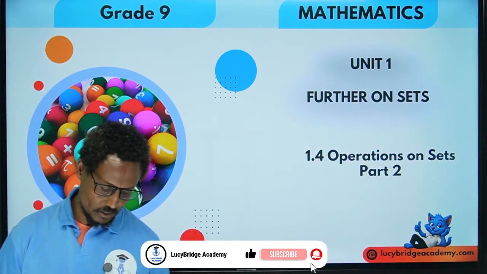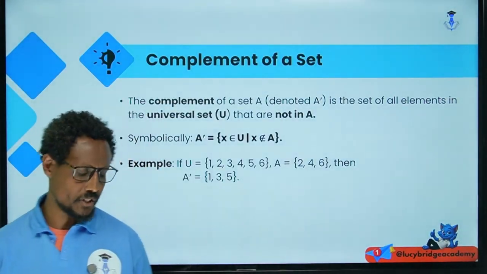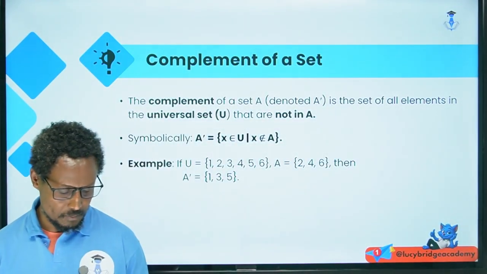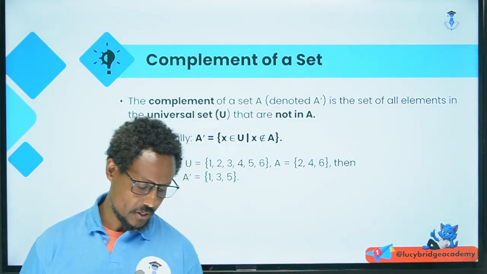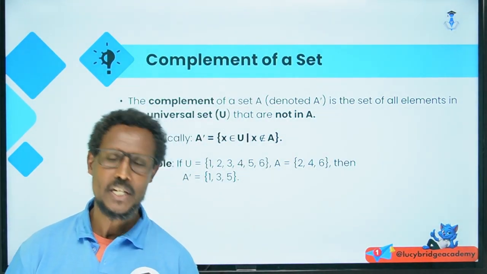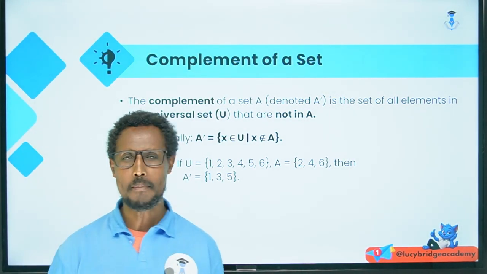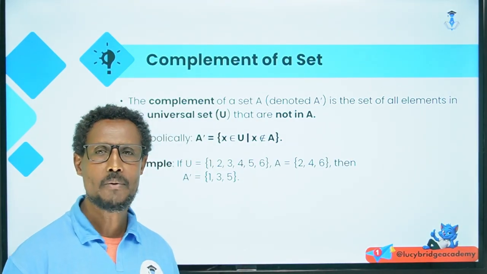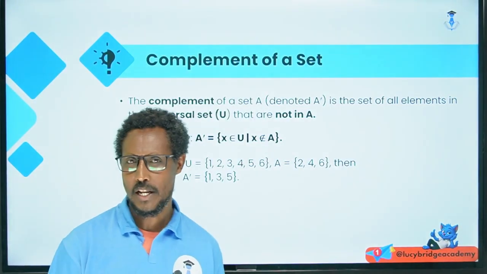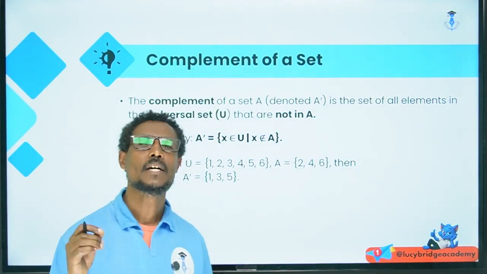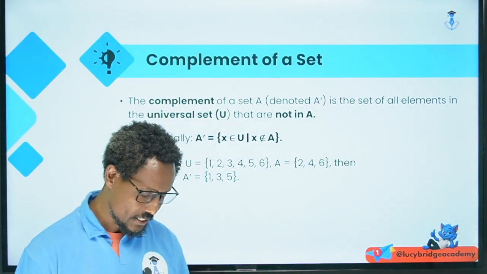Operation on sets, especially complement of sets and symmetric difference of sets. Complement of a set A, denoted by A complement, is the set of all elements in the universal set U that are not in A. When we say A complement, every element in what? In U, not in A, or in the universal set, not in the given set A. A complement, okay? Let me show you diagrammatically.